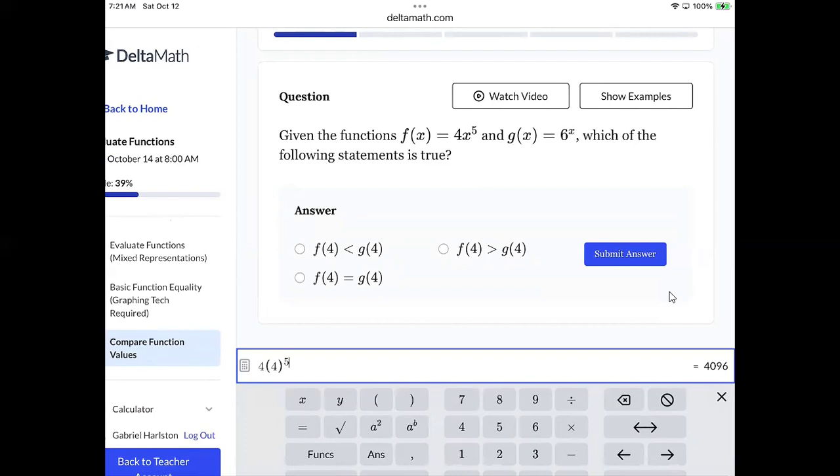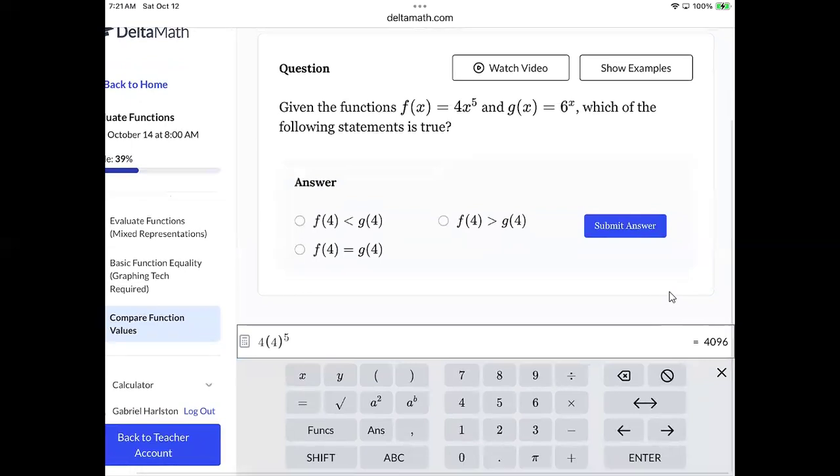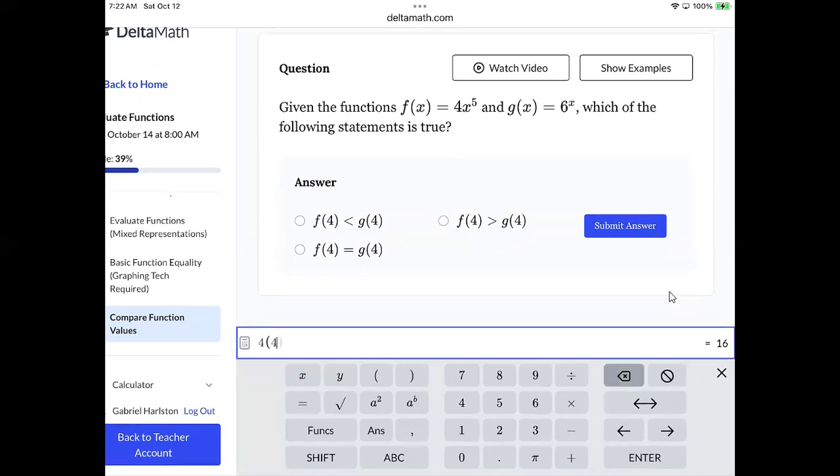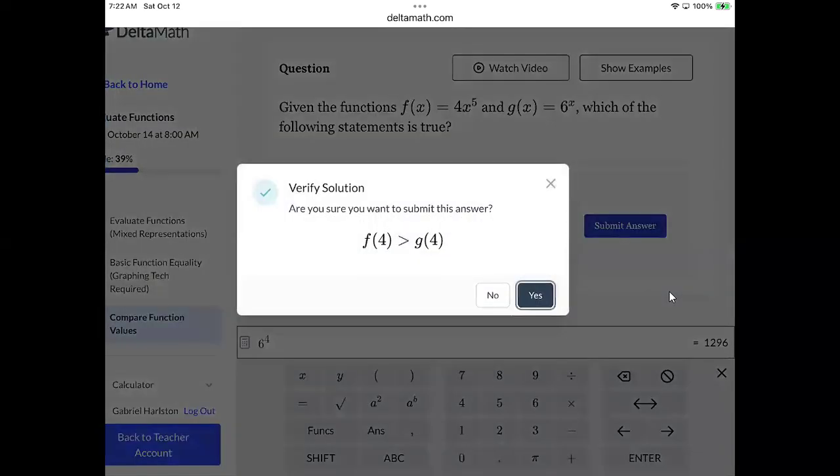Now I'm just going to delete this stuff, and now I'm going to look at g of 4. So that means it's going to be 6 with an exponent of 4, and that is 1,296. So f of 4 is bigger than g of 4. So we would choose this one right here, and then we would submit it.